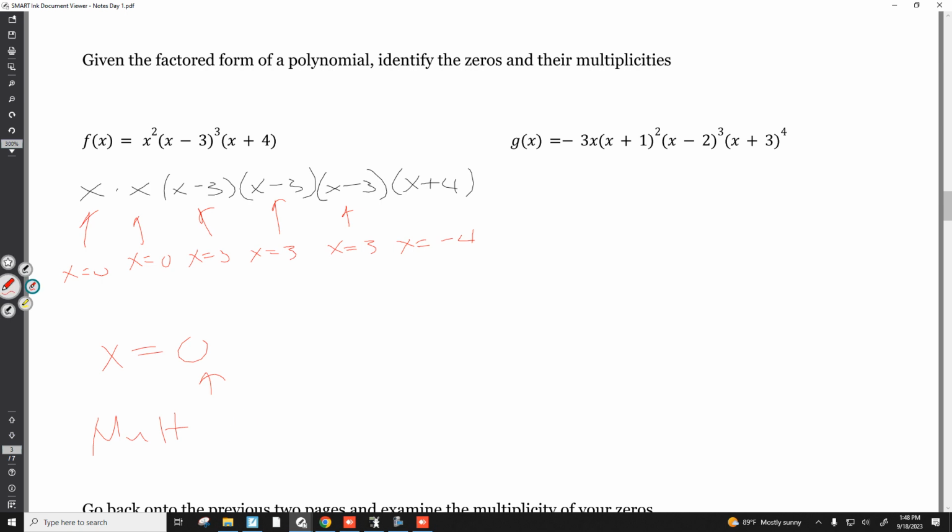Right now, I'm just going to write it down, and by the end of the lesson, we will use that information to our advantage. I get x equals 3, and it occurs 3 times. Right now, I'm just going to write it down, and in the future, we will use it. How many times the zero occurs is called the multiplicity.